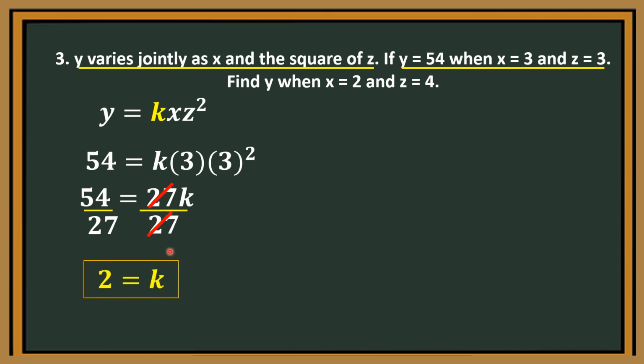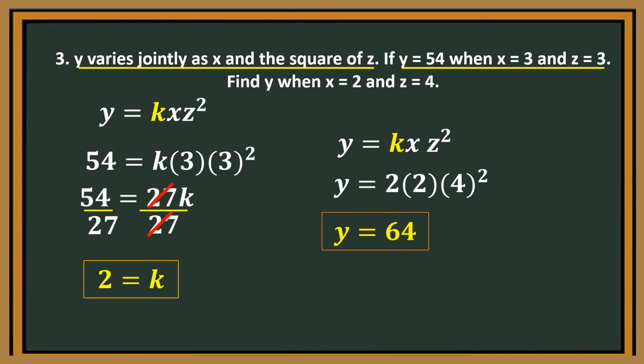Since we already have the value for constant or k, we can find now the value of y. Let us use the original equation, y is equal to k times x times z squared. By substitution again, we do not have value for y. K is 2. X is 2. Z is 4. Therefore, we'll have now y is equal to 2 times 2 times 4 squared. Let us simplify it. 4 squared, that is 4 times 4, 16. Times 2, that is 64. So y is equal to 64.